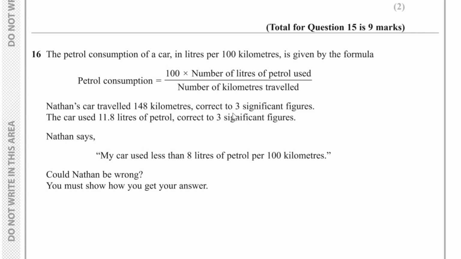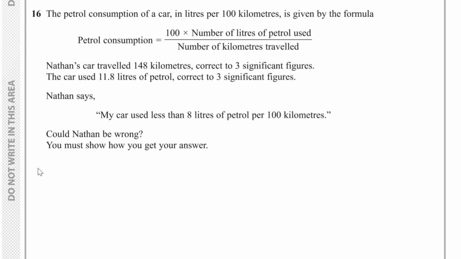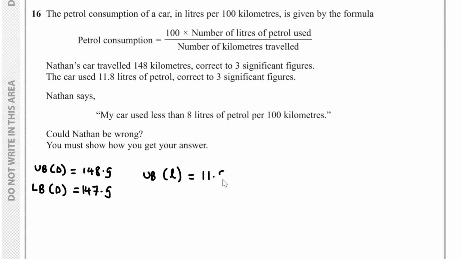The answers have been rounded to a certain degree of accuracy, so of course here we need to use bounds. If we consider the distance, the upper bound of the distance is equal to 148.5, and the lower bound of the distance is equal to 147.5. The upper bound of the litres of petrol used is equal to 11.85, and the lower bound of the litres of petrol used is equal to 11.75.